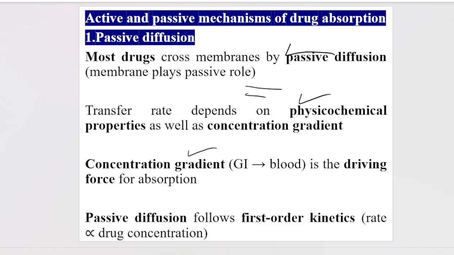In first order, both are directly proportional. It means the absorption and the drug concentration are directly proportional to each other. In simple words, when we talk about first order, the dependent and independent variables are directly proportional to each other, and in this case the drug concentration is the independent variable and the drug absorption is the dependent variable. So the more the drug concentration, the more the drug absorption from the intestine into the blood.